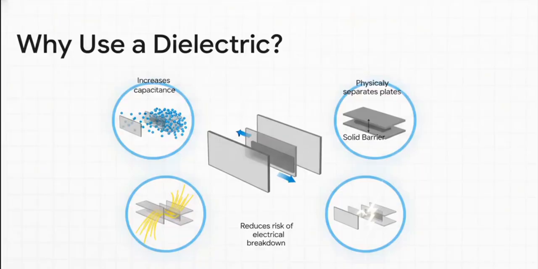So why bother with the dielectric? Well, for a few huge reasons. First, it massively increases the capacitance, letting it store way more charge for the same voltage. It also, of course, physically separates the plates. And maybe most importantly, it lets the capacitor handle much higher voltages before it breaks.